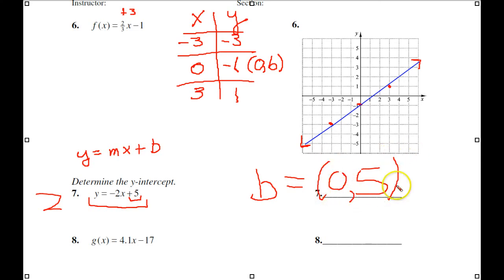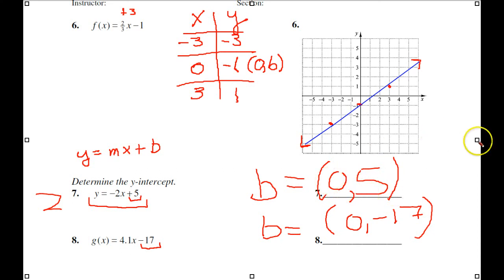But the true formal way to write it is to put that 0 in there and give it as an ordered pair. Remember, when it's (0, b), that is your y-intercept. And your y-intercept for 8, again it's in function form, is going to be a negative 17. So (0, -17), and that's an ordered pair. That's your y-intercept.